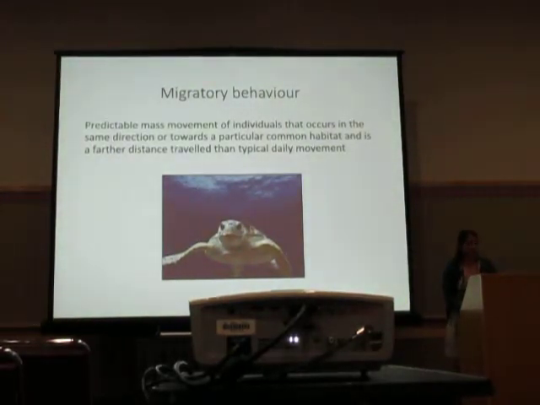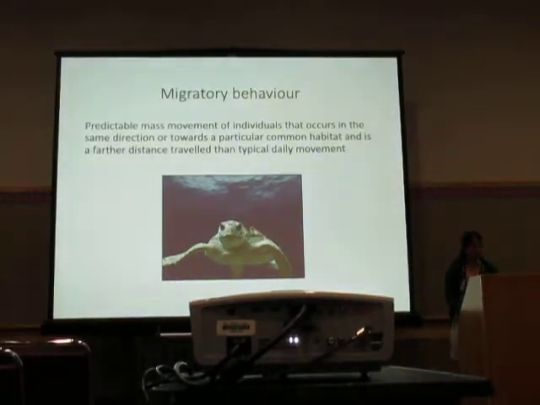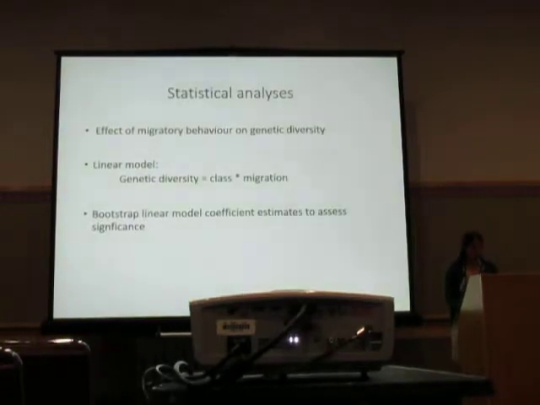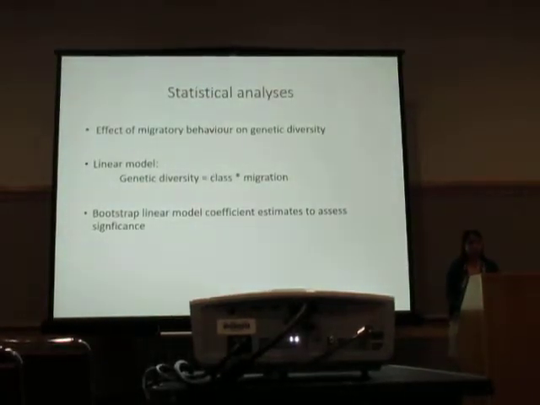Next, we scored migratory behavior of each species, and for the purposes of this study, we defined migration as a predictable mass movement of individuals that occurs in the same direction or towards a particular common habitat and is a further distance traveled than typical daily movement. In order to define these movements, various databases were used for taxa to provide a formal description of each species. To test the effect of migratory behavior on genetic diversity, we utilized a linear model, and we bootstrapped the linear model coefficient estimates to assess significance.